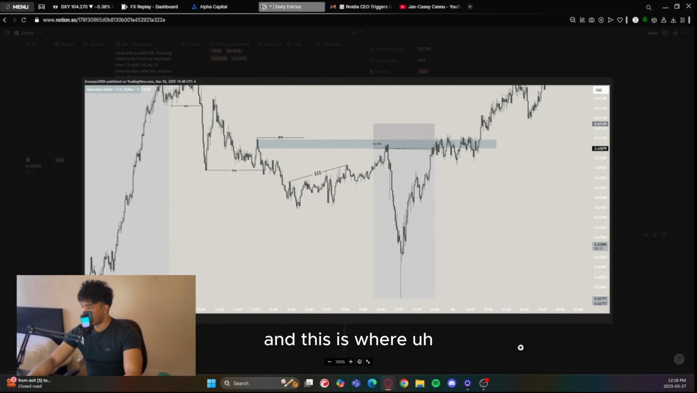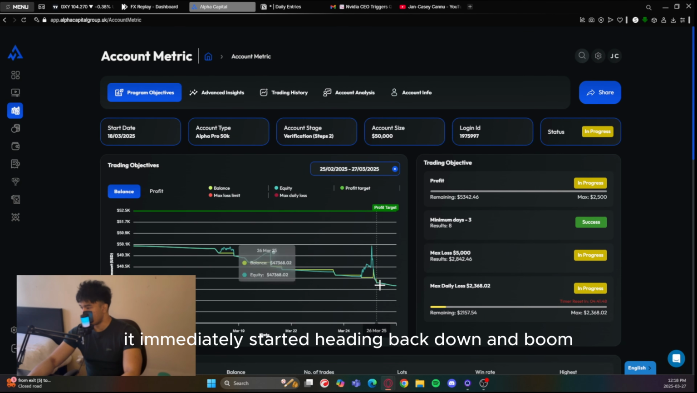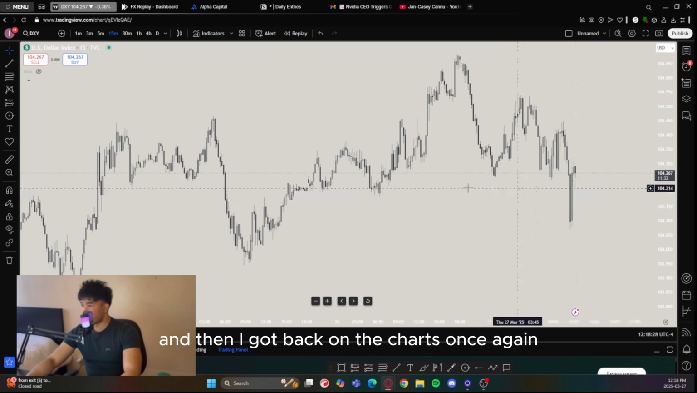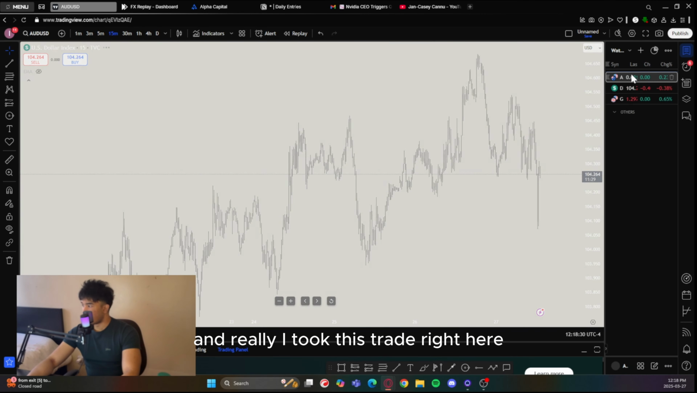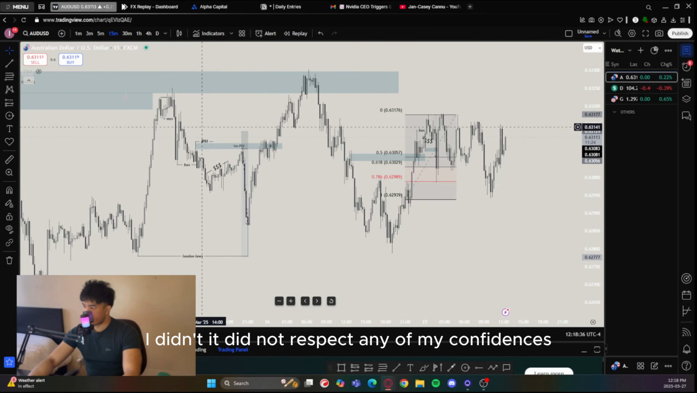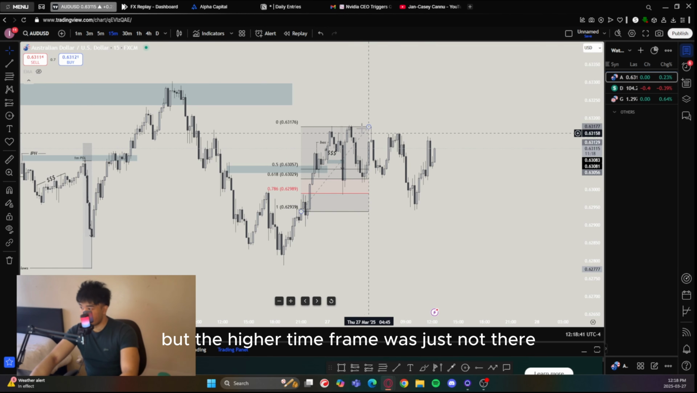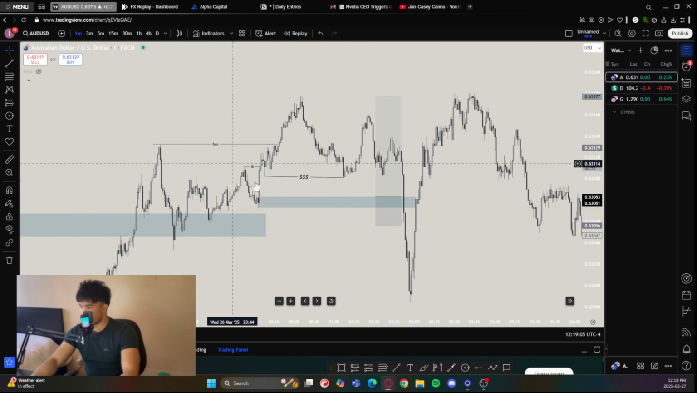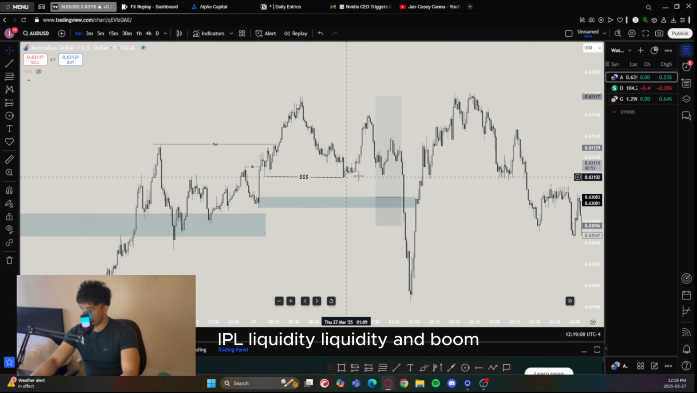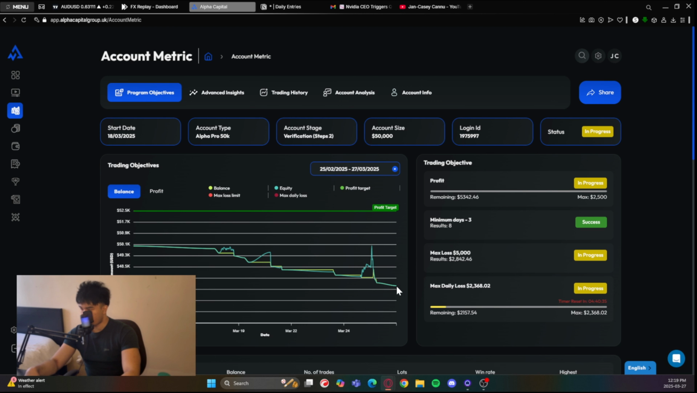And this is where you could see the account. Although it did hit break even at one point, it immediately started heading back down, and boom. For that, I took a day off, and then I got back on the charts once again, and I took this trade right here, which, as you can see, did not respect any of my confluences except for the lower time frame, but the higher time frame was just not there. But afterwards, you see break of structure, internal break, IPL, liquidity, and boom, I lost 0.5%. Now the account is down at 5.9%, I think.